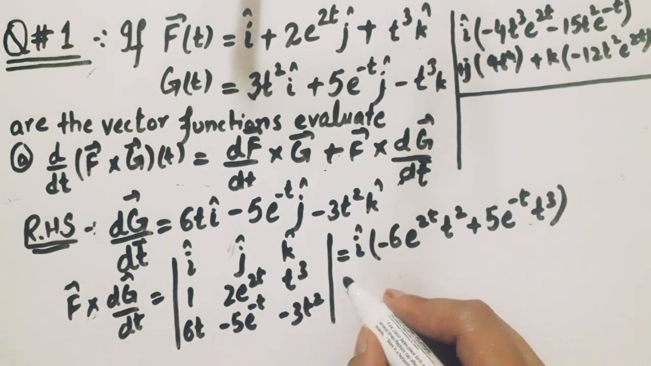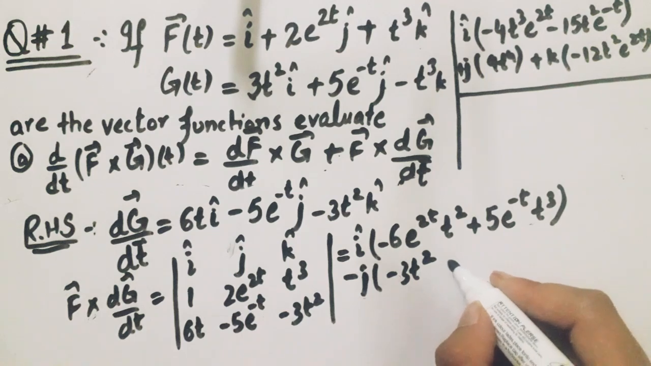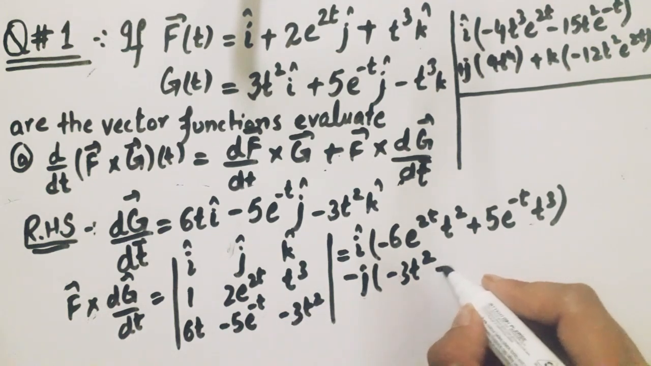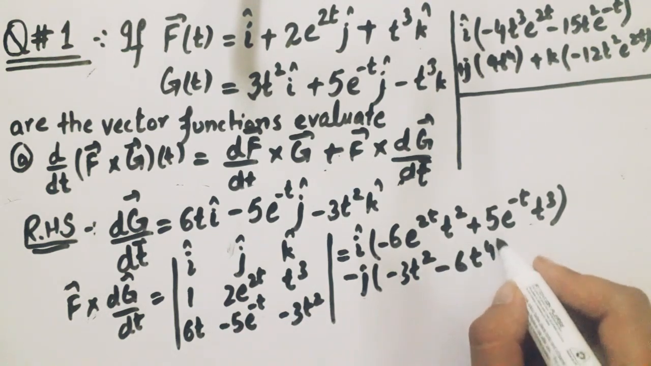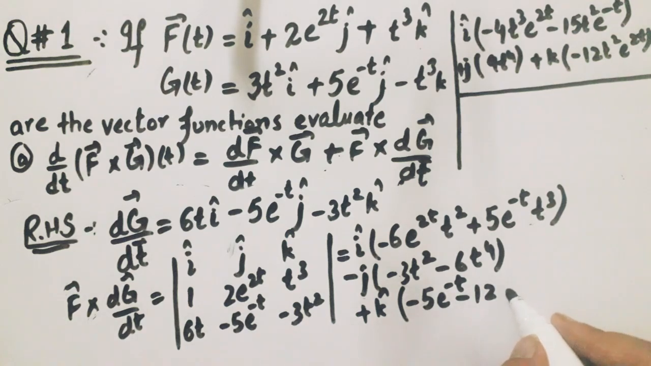Then plus j, we will use minus j and it will become minus 3t square. 6 multiply this, 6t multiply t cube is minus 6t4. Then plus k, that will be minus 5 e raised to power minus t and minus 12t e raised to power 2t.